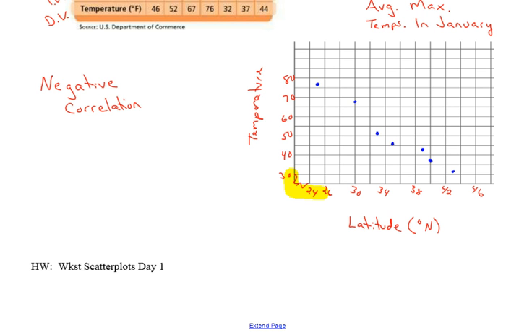Now for homework tonight, I want you to work on the worksheet, Scatter Plots Day 1. You're going to be creating your own scatter plots based off of some information from the internet, and I want you to tell me what kind of correlation those scatter plots have. Tomorrow we'll look deeper into what correlation means more specifically, and we'll do some more work with the scatter plots that we created today on the notes.